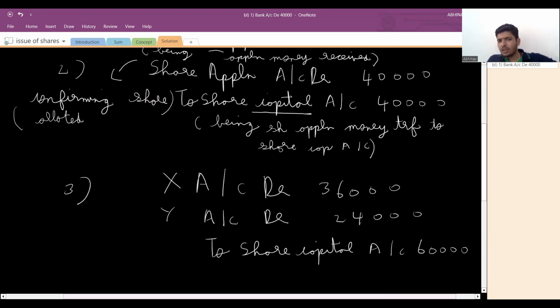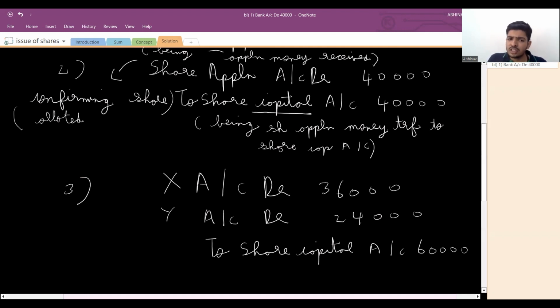Now, the company wants to increase its share capital by 60,000, and since there are only two owners, it is demanding X to pay 36,000, that is the entire installment, 3 rupees each for its 12,000 shares, and is demanding Y to pay 3 rupees for each of its 8,000 shares allotted by the company, so 24,000. So the entry for demanding is this.